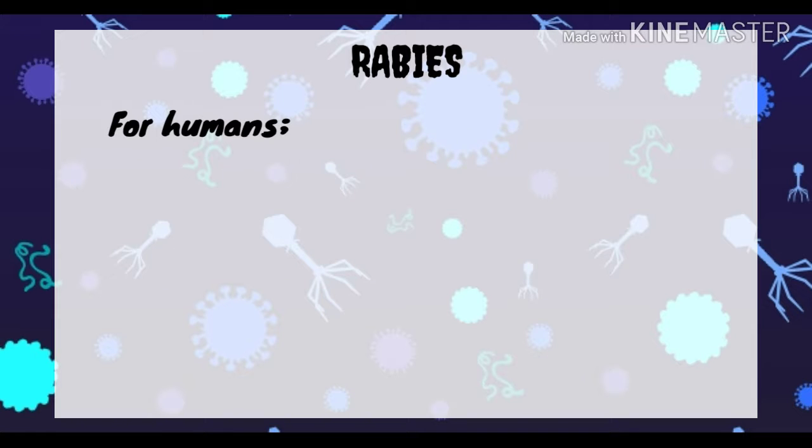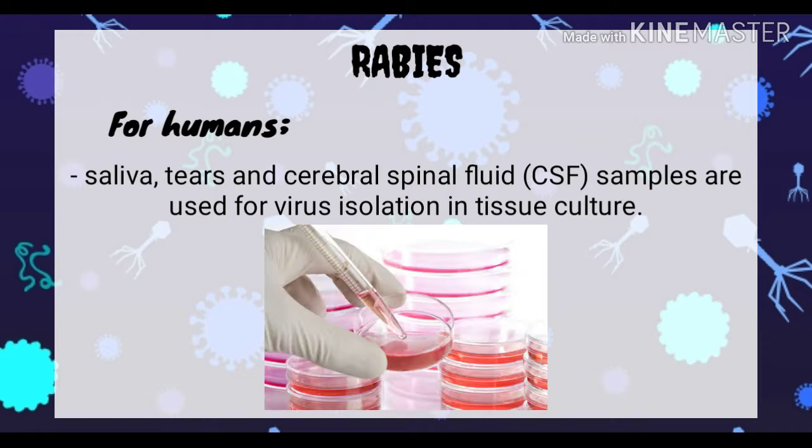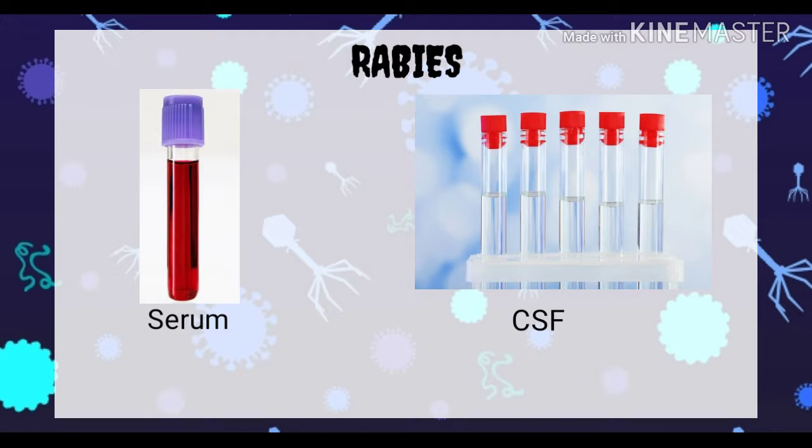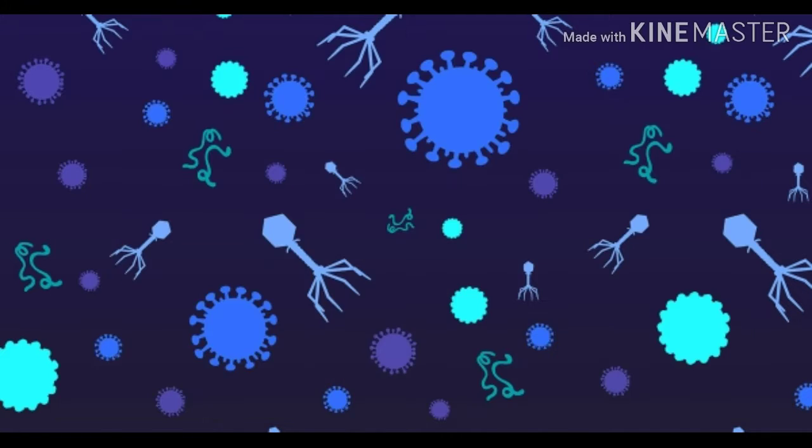For humans, saliva, tears, and cerebrospinal fluid samples are used for virus isolation in tissue culture. Serum and CSF are immediately tested for antibodies to rabies virus in unvaccinated patients. And the third one is influenza.